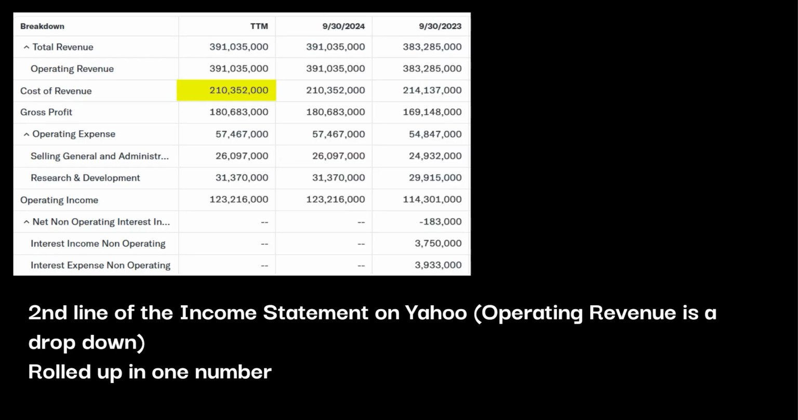Also, which kind of sucks, on Yahoo, you don't find that information. You just see cost of revenue over here. It's all rolled up already into one number.